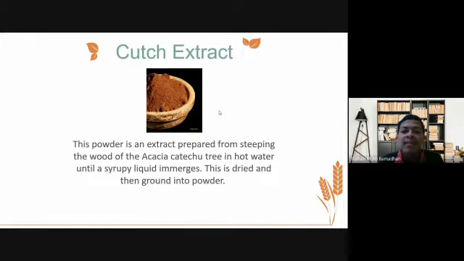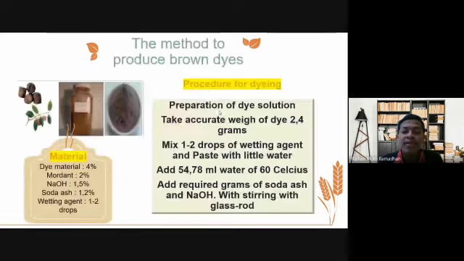Okay, the next, the method to produce natural brown dyes. For materials, the dye material, Kutch extract, is 4%, mordant is 2%, sodium hydroxide 1.5%, soda ash is 1.2%, and wetting agent 1 to 2 drops.